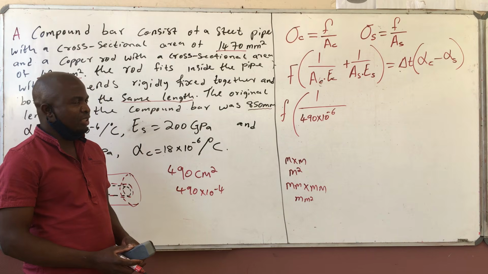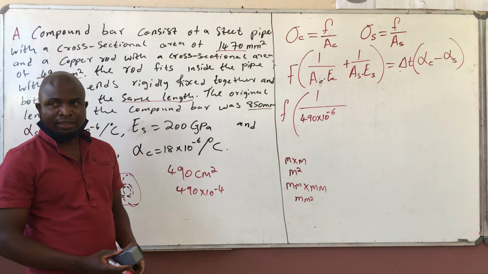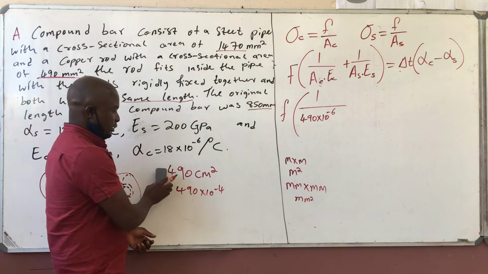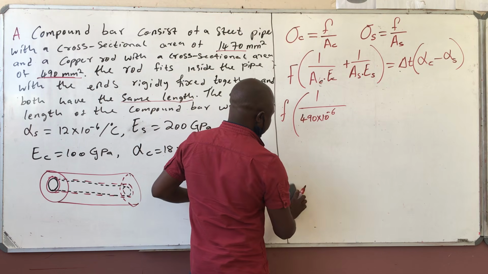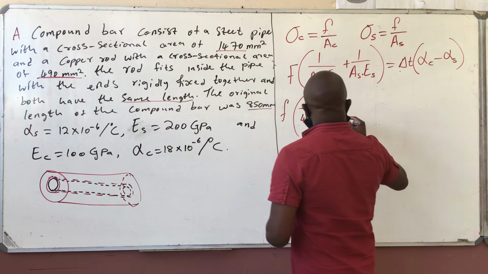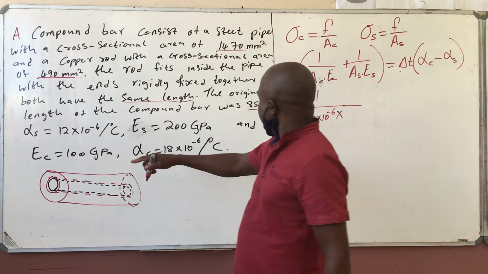Is it 100,000 or is it 10,000? Yes, 100 times 100. Yeah, that's correct, so we can carry on. Okay, we need to multiply by EC, which is 100.